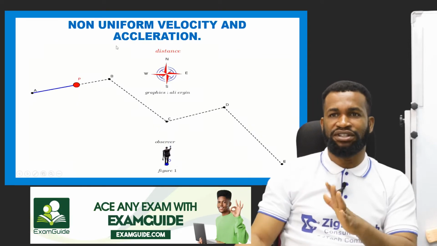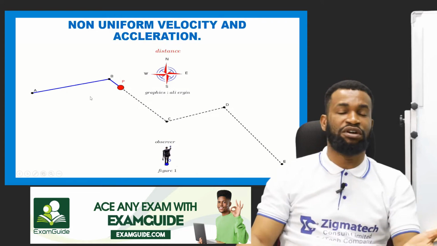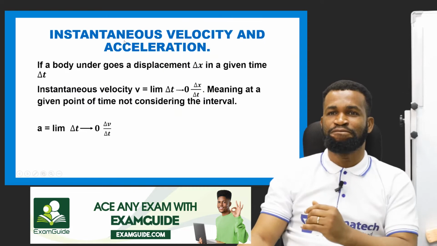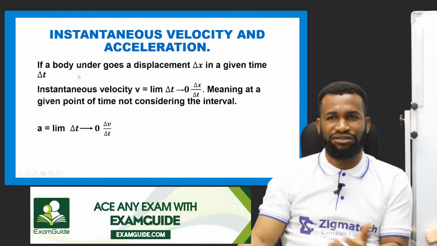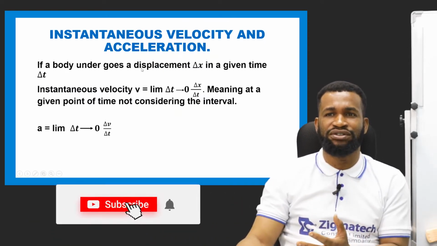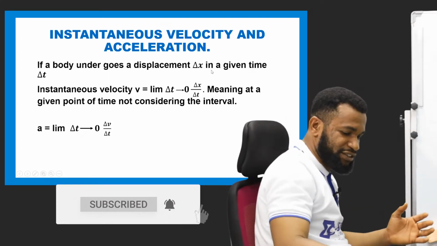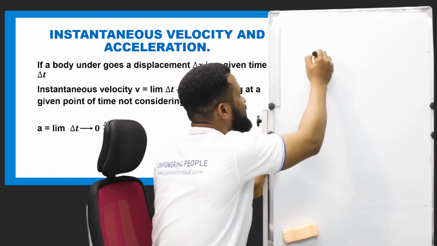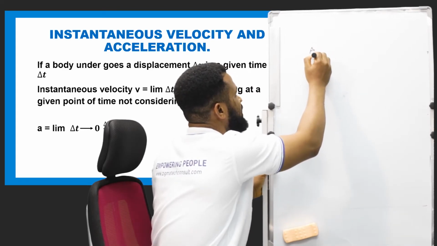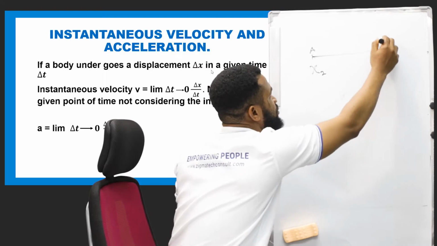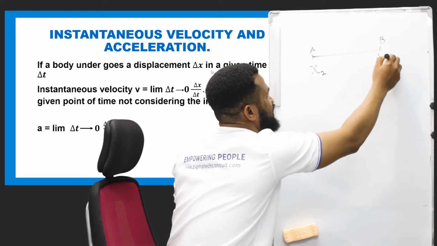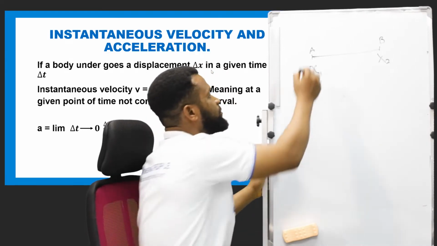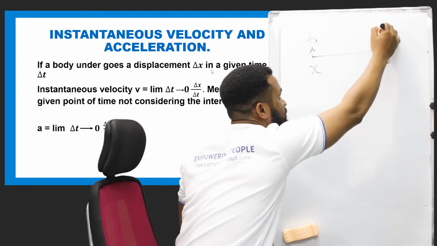Now look at this. We are going to talk about non-uniform velocity, because the one you have been doing is the uniform velocity and uniform acceleration. But look at this. He said instantaneous velocity and acceleration. Look at what that means. He said if a body undergoes a displacement, let's say from point A, it gets to point B. Let me call this 2 and this 1. There must be a time, T1 and then T2.